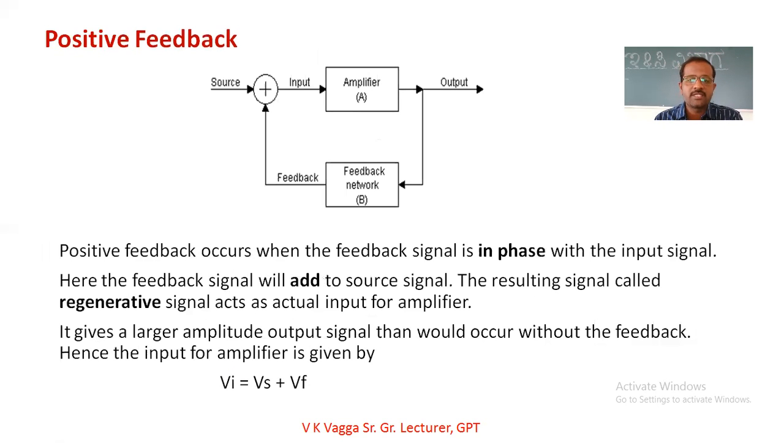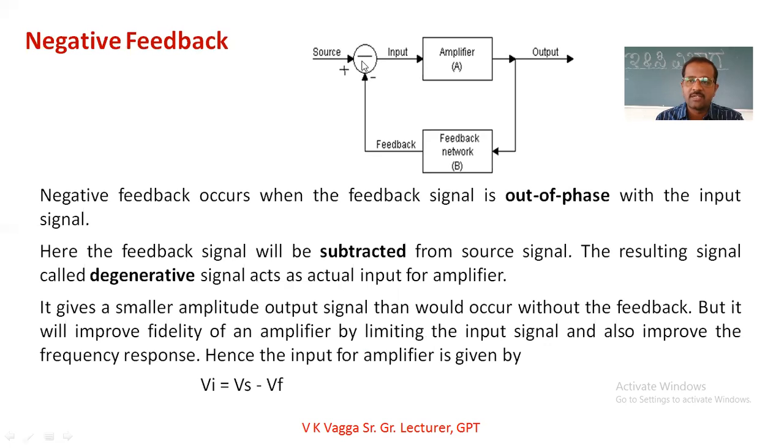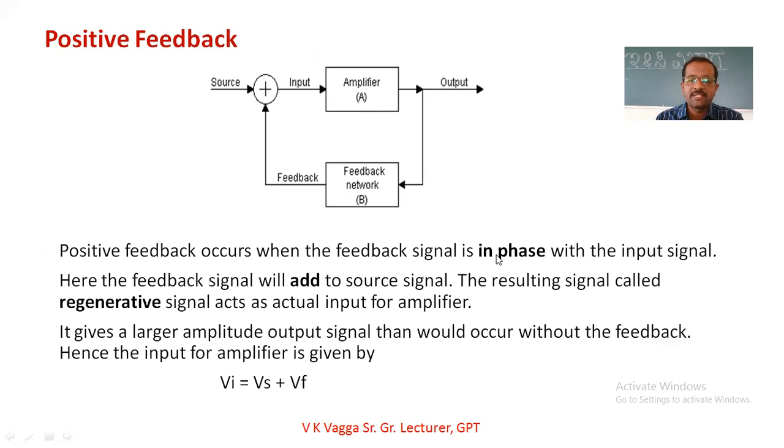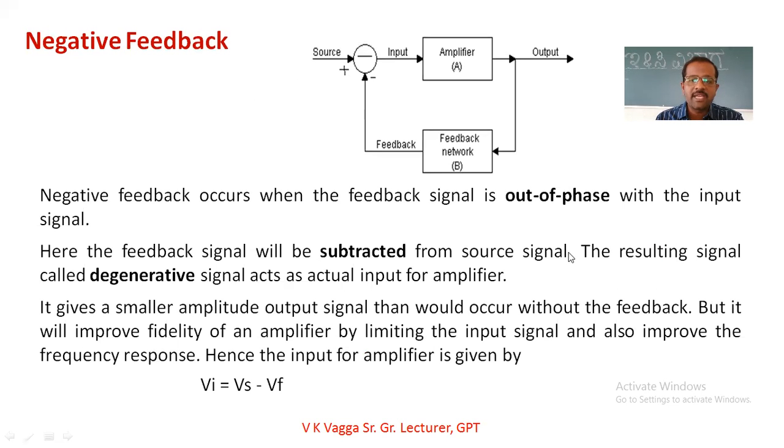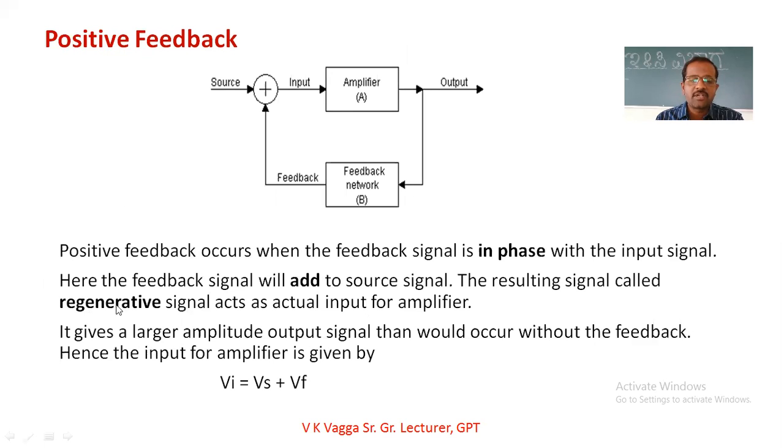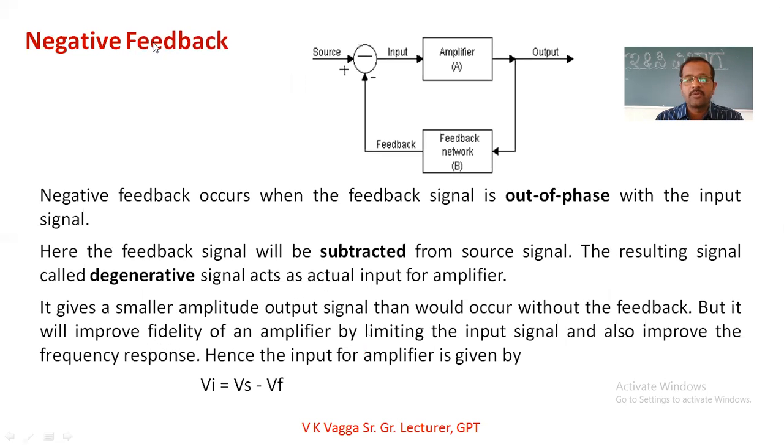So the only difference is that in positive feedback it is added, and in negative feedback it is subtracted. In positive feedback the feedback is in phase with the input signal; in negative feedback it is out of phase with the input signal. In negative feedback it is called degenerative, and in positive feedback it is called regenerative. The actual input for an amplifier is VI equals VS plus VF in the case of positive feedback, but in the case of negative feedback VI equals VS minus VF. Understood here? So that is all about positive and negative feedback.